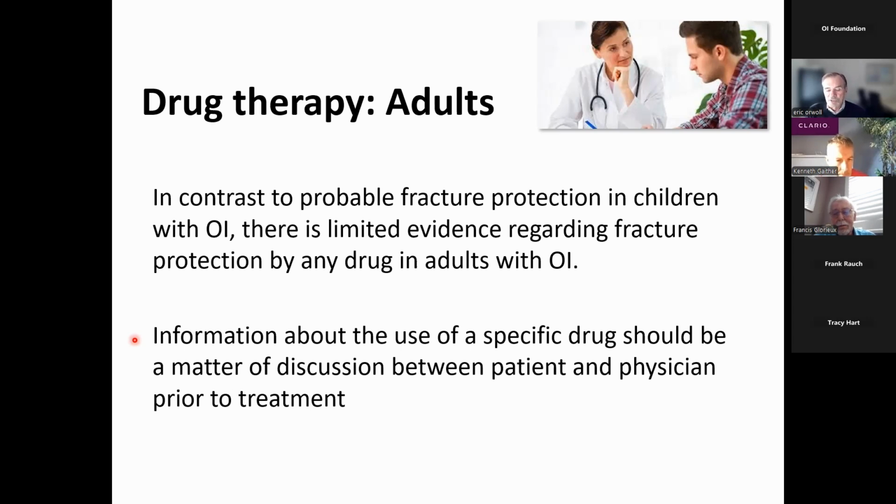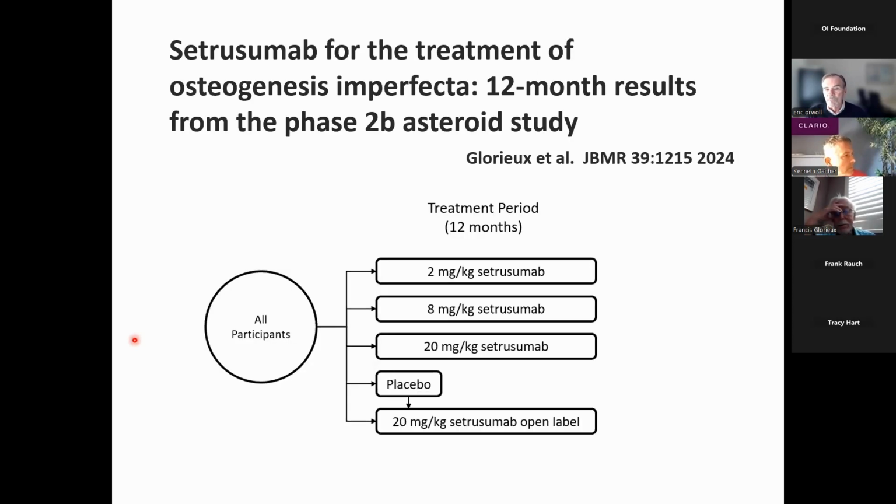Now, I want to spend a little bit of time talking about drugs that are coming up for the therapy of adults with OI. Most prominent, that's setrusumab. I mentioned on an earlier slide that this is also, like romosozumab or Evenity, an inhibitor of sclerostin. And Dr. Glorio and his colleagues recently published, a few months ago, a trial of setrusumab in adults with OI. This is the basic design of that study.